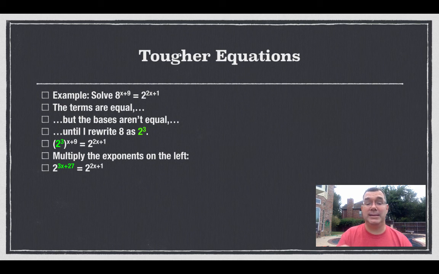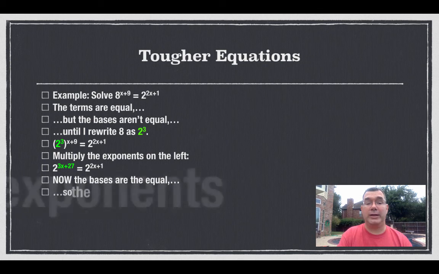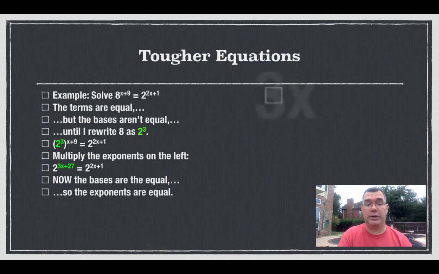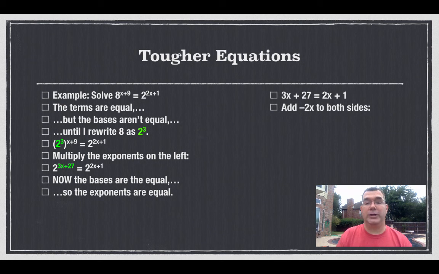And now I have bases that are the same, so now the exponents are equal. And I just look at the exponents. 3x plus 27 equals 2x plus 1, and so solve it just like any other linear equation. Add negative 2x to both sides to get rid of the x's on the right, and I have x plus 27 equals 1. Subtract 27 or add negative 27 to both sides, and I get that x equals negative 26. So that's the solution to that, what we call an exponential equation.